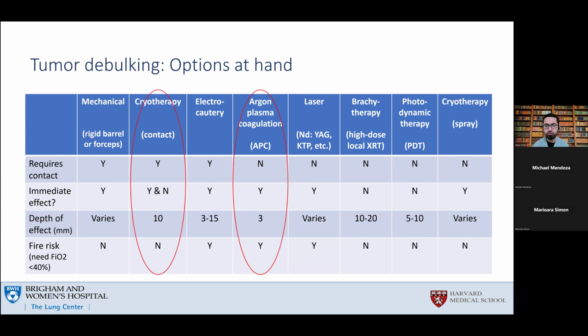But before we move away from the technologies, I want to talk in greater detail about the most frequently used technologies. And those are going to be, today, cryotherapy and argon plasma coagulation. Let's dive really deep into each of them one by one.